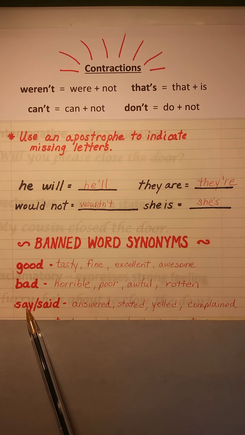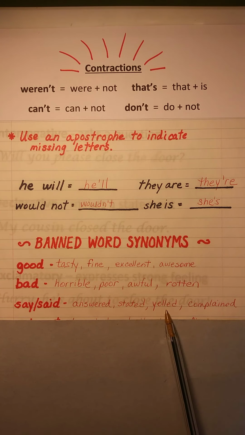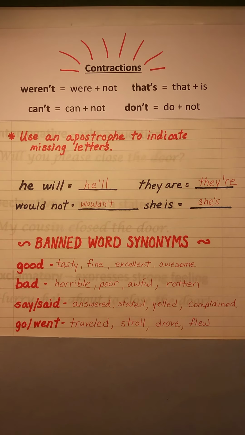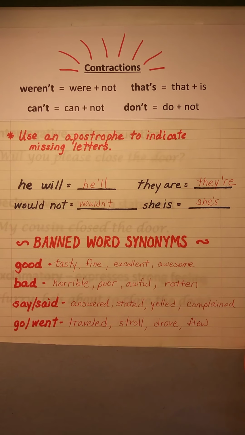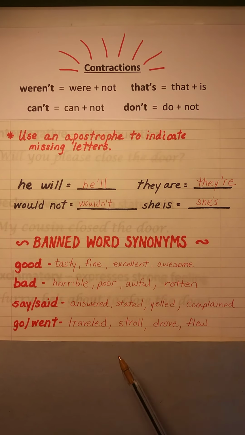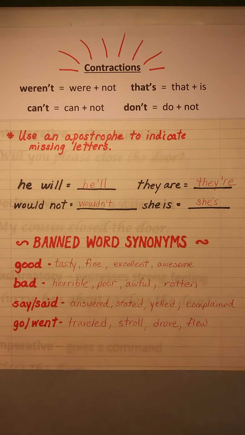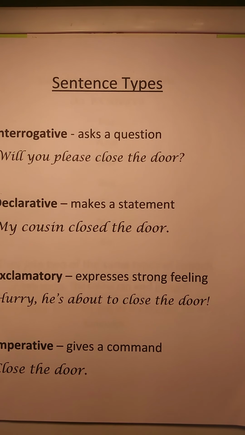Instead of saying say or said, you could use answered or stated, yelled, complained, exclaimed. Okay, lots of other choices there too. And instead of go and went, you can use traveled, strolled, drove, flew, okay, ran. Lots of options. Don't limit yourself to boring words.